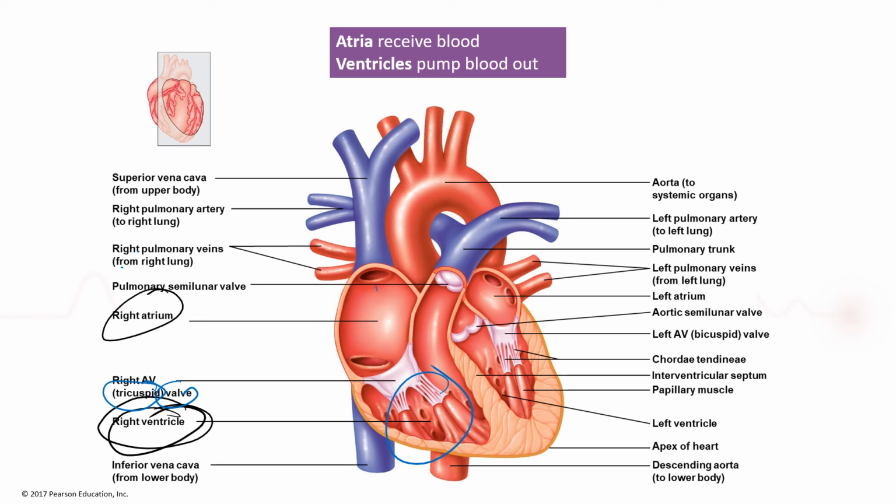Because I know I haven't said this explicitly, but the heart is made up of muscle. It's made up of what's called cardiac muscle, which is very similar to skeletal muscle, as you're going to see. And it can contract just like skeletal muscle. So the right ventricle is going to contract, and it's just generally going to push this blood upwards.